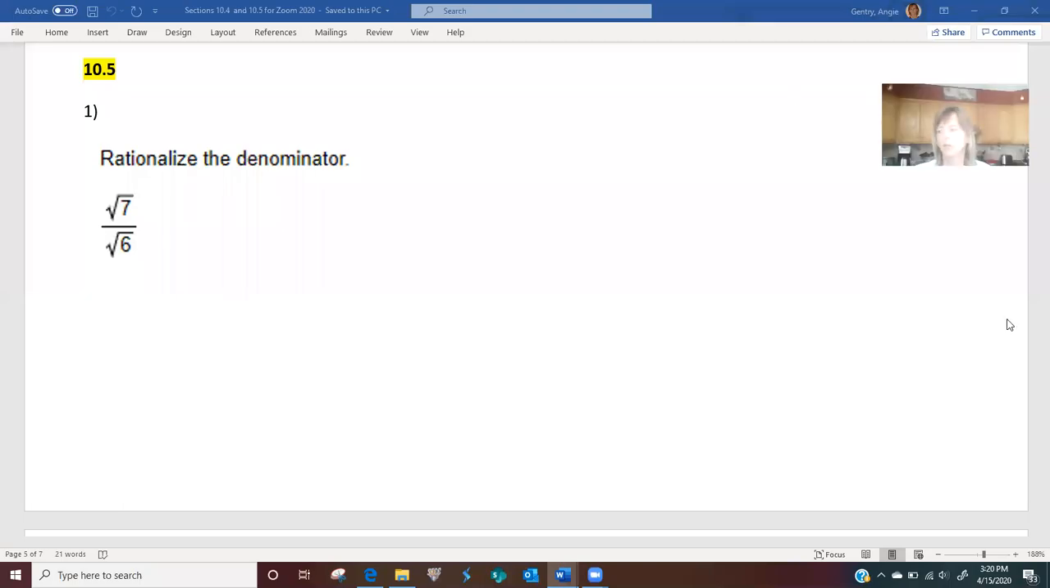Yes, hello. This is a little section over 10.5. Shouldn't take terribly long, I hope. I have to get my annotations set up. Okay.